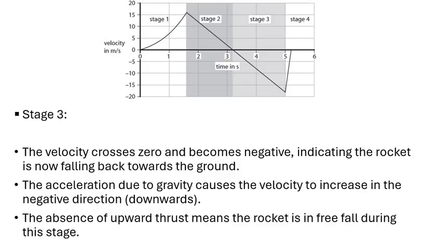In stage 3, the velocity crosses zero and becomes negative, indicating the rocket is now falling back towards the ground. The acceleration due to gravity causes the velocity to increase in the negative direction. The absence of upward thrust means the rocket is in free fall during this stage.